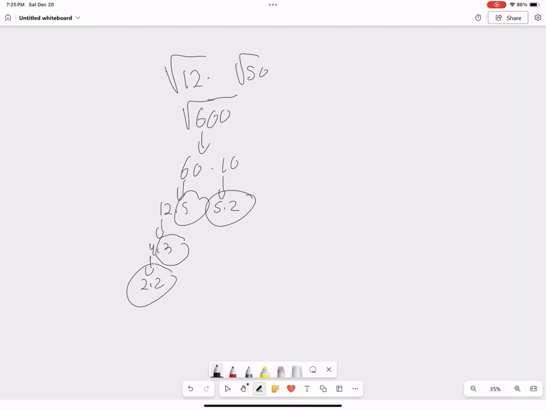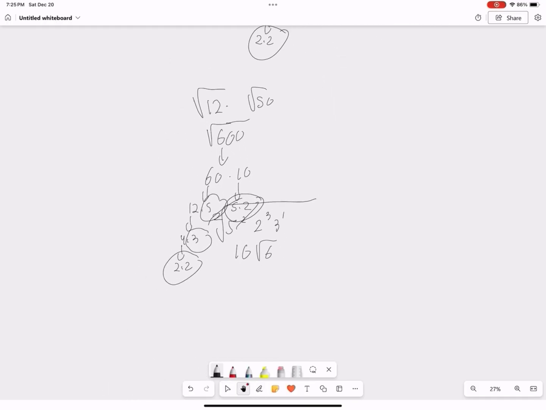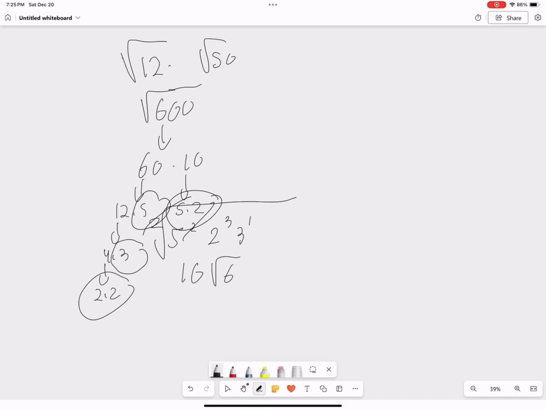So we have 5 squared, 2 cubed, 3 to the first, all under the square root. This cancels out once. So we have 10 root 6. So the square root of 12 times the square root of 50 is equal to 10 root 6. We can confirm that because the square root of 600 is approximately 24.49, and 10 root 6 gives the same. There we go.